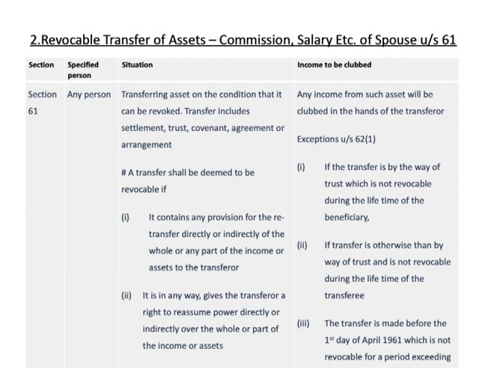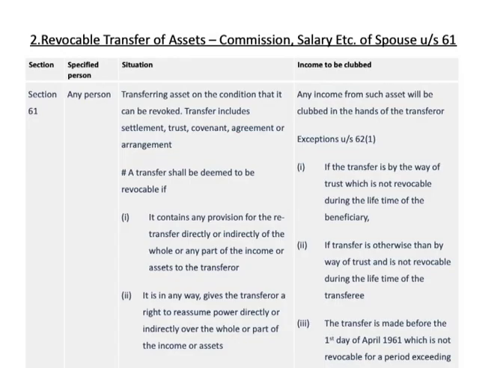The very word revocable means that at any time in the future the transferor can ask for the asset back. Though he has transferred the asset, he has the intention to recover it. So, revocable transfer of asset, commission, salary, etc. of spouse under section 61. Under section 61, the specified person can be any person. So, it is transferring an asset on the condition that it can be revoked. Revoked means he can ask back the asset at any time.